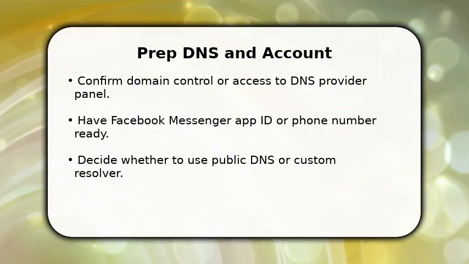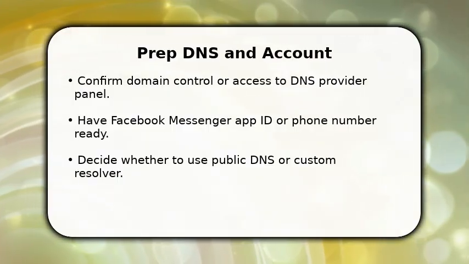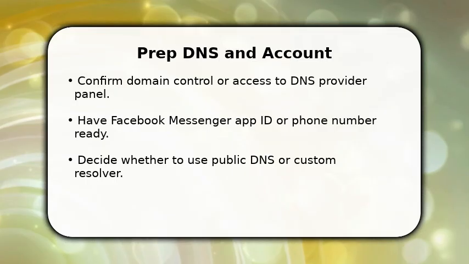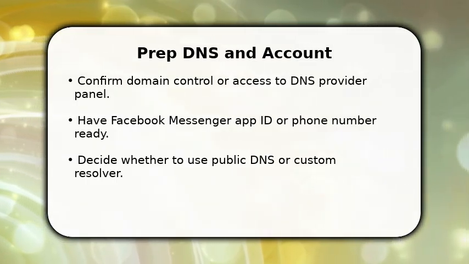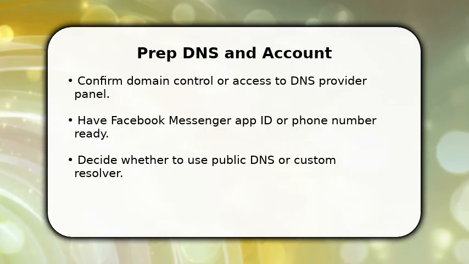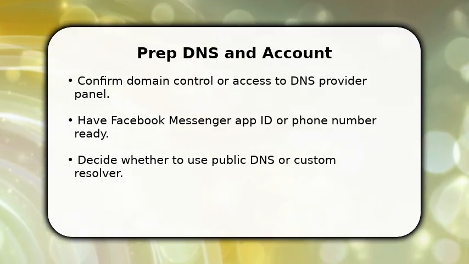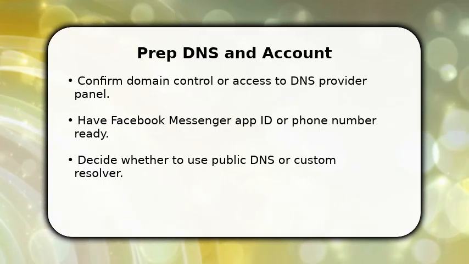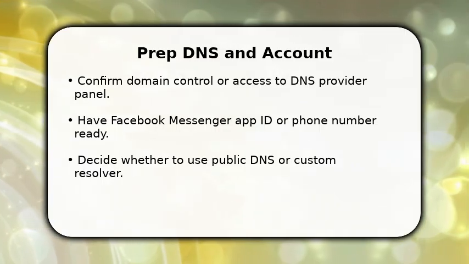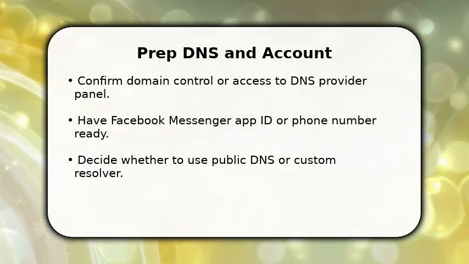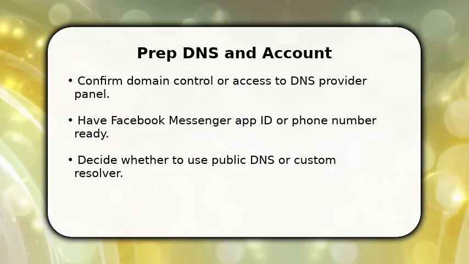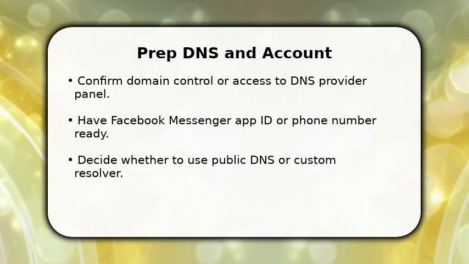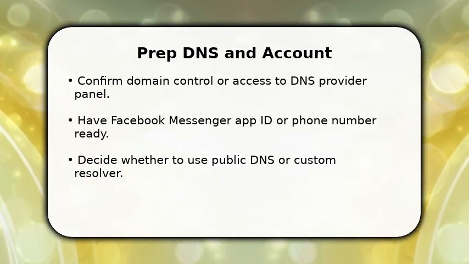You start by confirming you control the domain or have DNS panel access. That gives you the ability to add records. Next, make sure you have the Messenger app ID or phone number you plan to associate. Once done, choose whether to use a public DNS provider for ease or a custom resolver for privacy and performance. You'll log in, navigate to the domain, and prepare to add records. This is the first actionable step that moves the setup forward immediately.